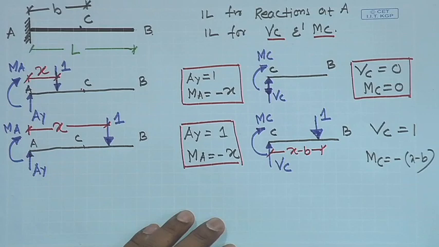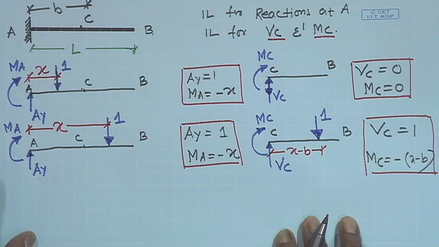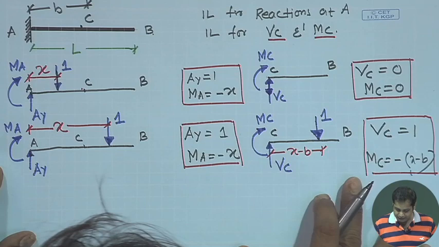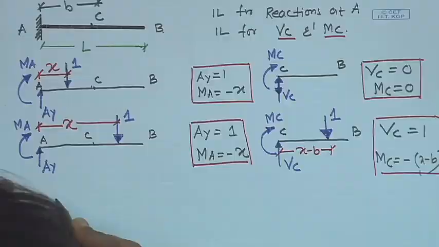So, this is the expression for this. Now, let us draw the influence line diagram for support reactions. These expressions give us how the internal forces and support reactions change with x, and x is the location of the unit load. Essentially, they give us how these internal forces and support reactions change with the location of the unit load. Let us first draw the influence line diagram for support reactions.